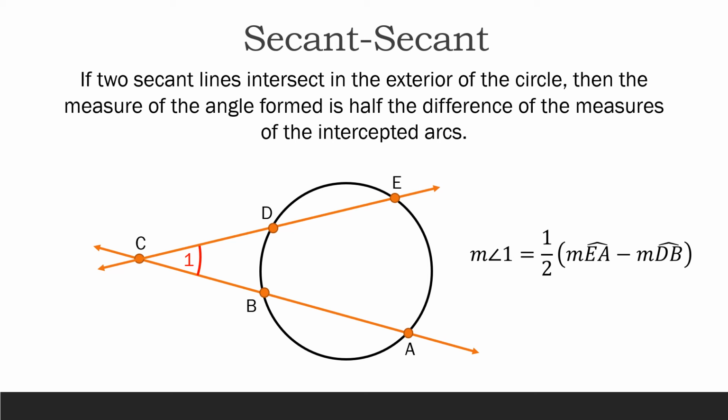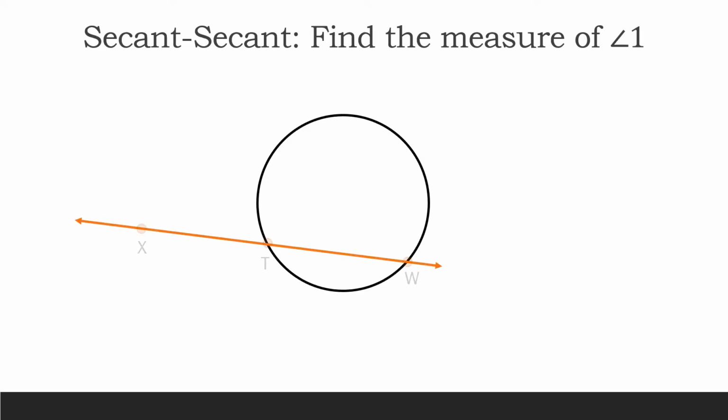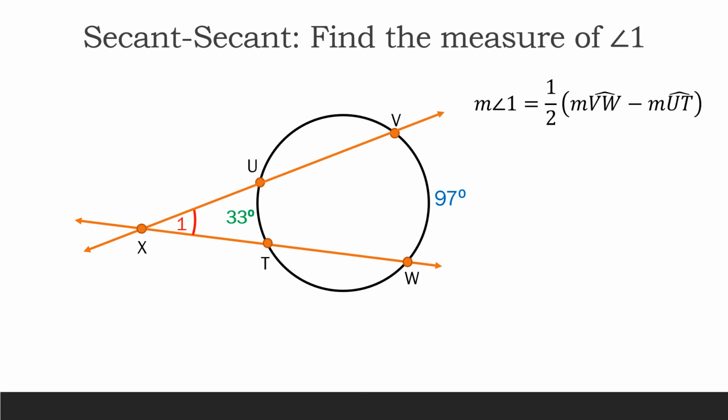So let's look at an example. In this example, we see we have secant line TW and we have secant line UV. And those secant lines reach out past the circle and they intersect at point X outside of the circle. We're going to call that angle that's formed angle 1. So what do we see here? We have the two intercepted arcs. We have VW and we have UT. We see that VW is the larger of the two, so we would say VW minus UT, and then we're going to take half of that.